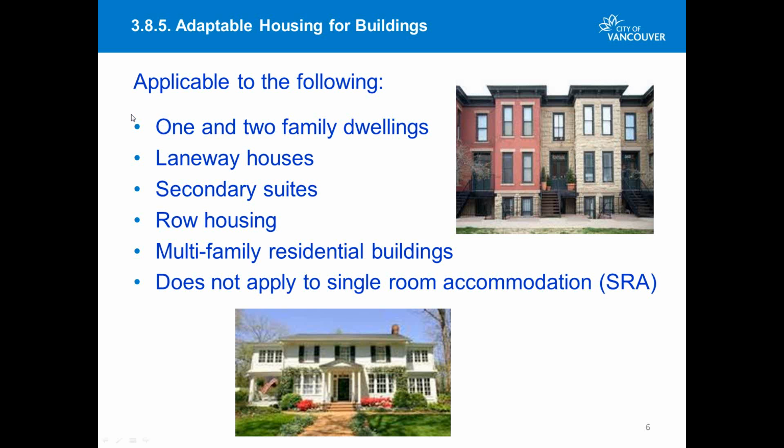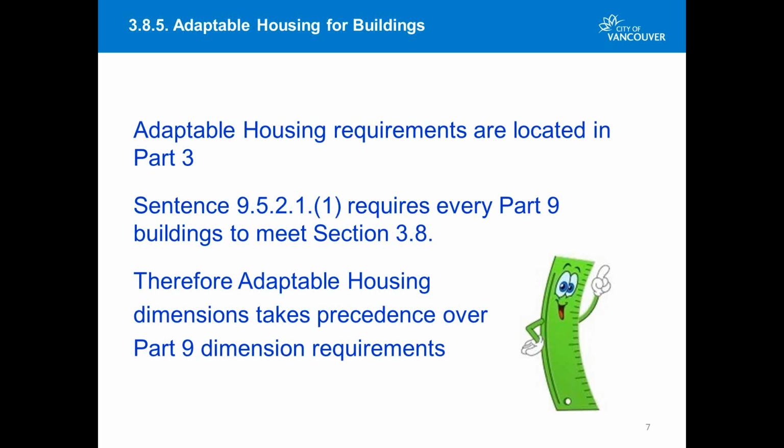So as I mentioned, the adaptable housing provisions are basically applicable to all new residential construction, except for single room accommodation. That's typically the low-income housing that's found in East Vancouver, but it applies to everything else, and it will be mandatory that the provisions are met. It applies both to Part 9 and Part 3 buildings. Part 9 refers you back to Part 3, so whether the building's under Part 9 provisions or Part 3 provisions, all dwelling units have to meet these requirements.